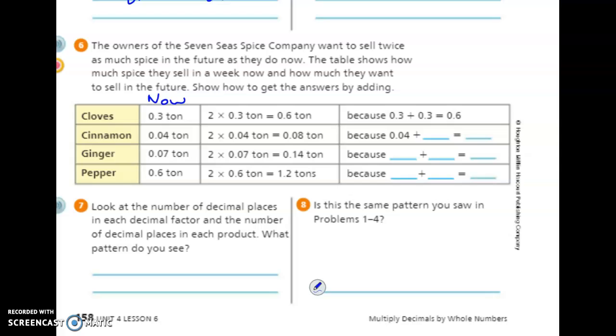6/10. And I think probably a lot of us in our head did 3/10 plus 3/10 is 6/10, right? So over here, 3/10 plus 3/10 is 6/10. Cinnamon, I know you know what that is. They sell 4/100 of a ton, and they want to sell twice as much. So we're going to double it. You get 8/100 of a ton, because 4/100 plus 4/100 is 8/100. Easy peasy, right? Ginger, 7/100 of a ton. Doubling it, you get 14/100, because 7/100 plus 7/100 is 14/100.